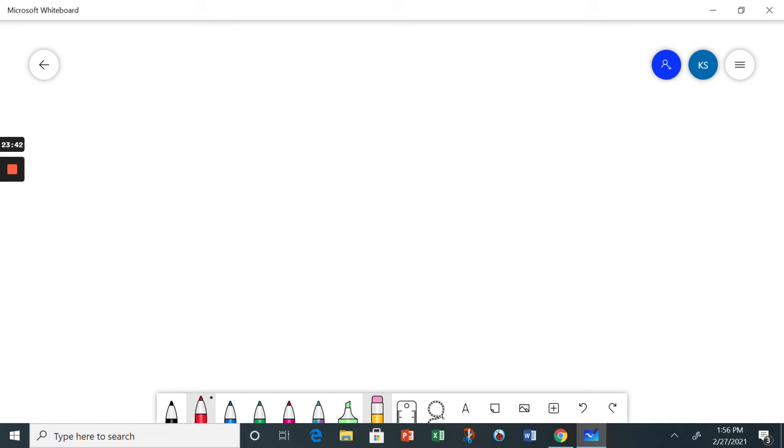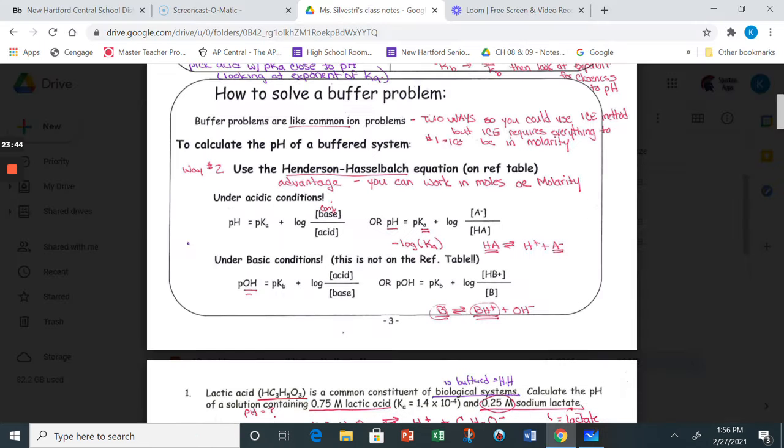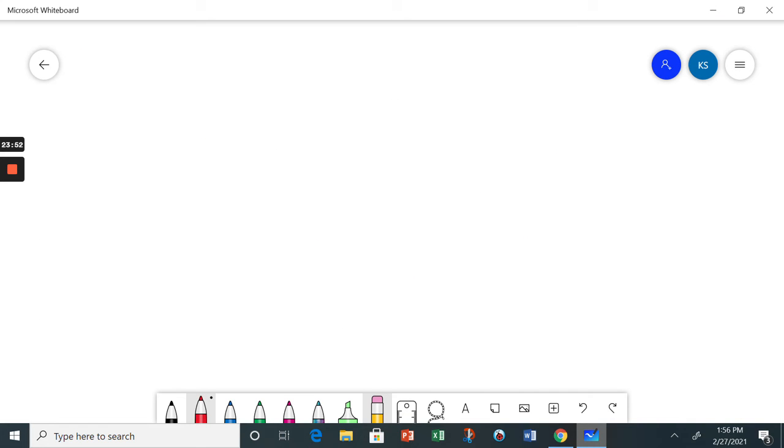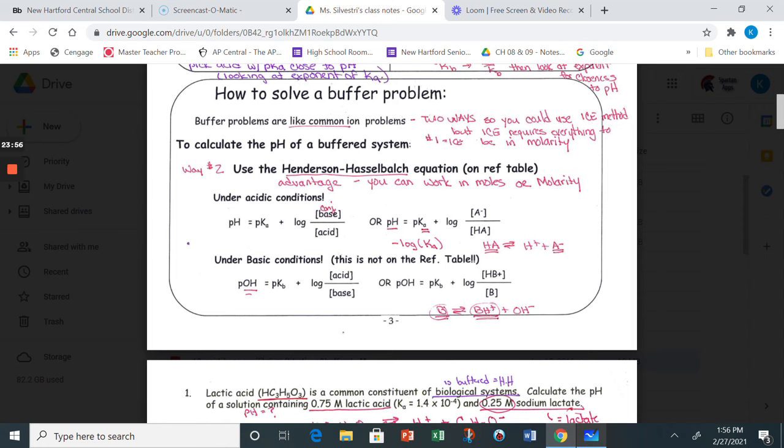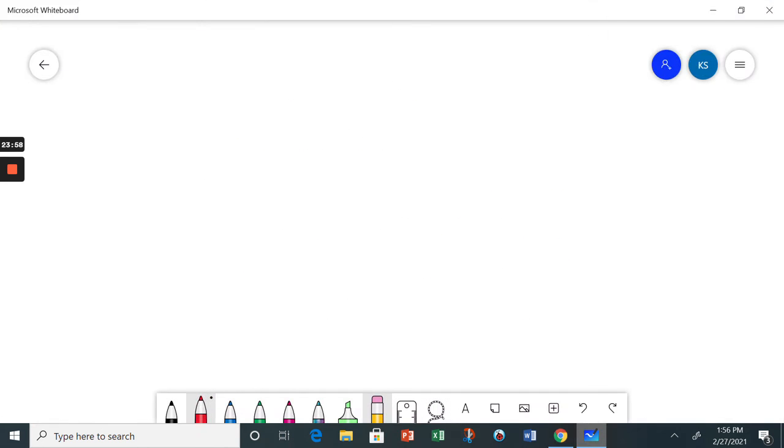So number 1 on page 4 says, we have lactic acid. Come on, where'd my whiteboard go? Wow. And guys, you know what? I'm going to be lazy. Why does it keep doing this to me? I'm going to be lazy. I'm just going to call lactic acid HA. Can you write out the lactate? Yes. If you look at the notes, I've written out the lactate.